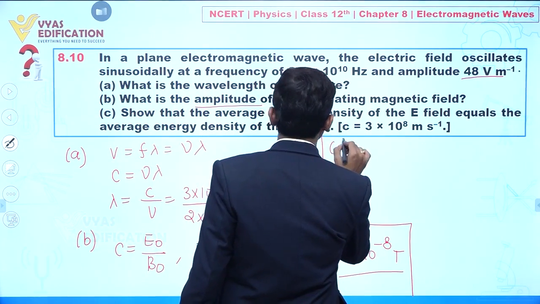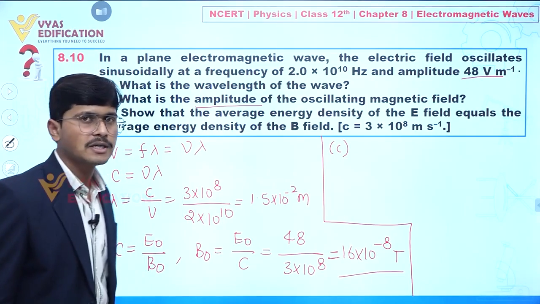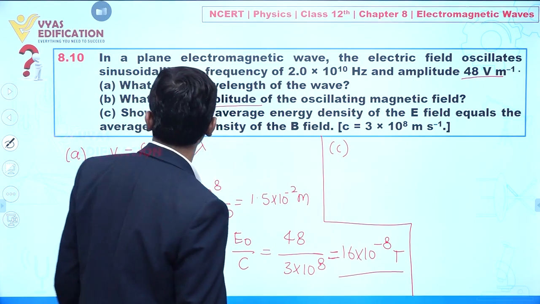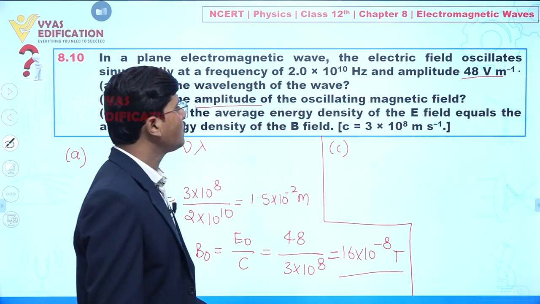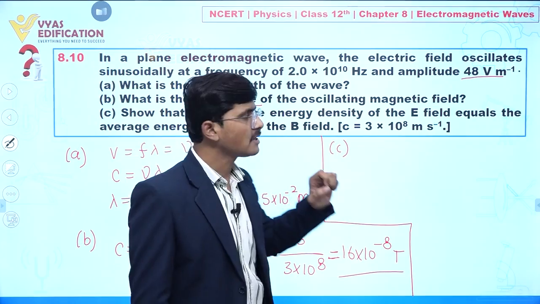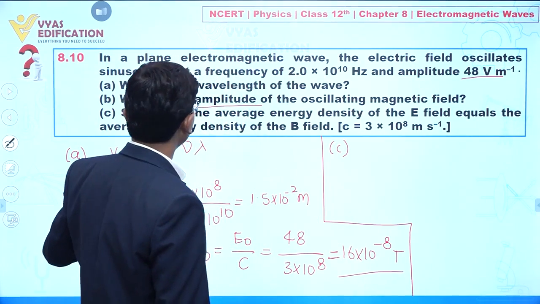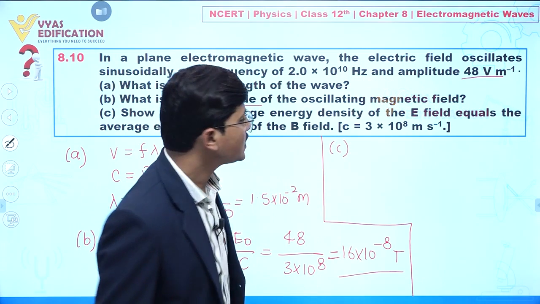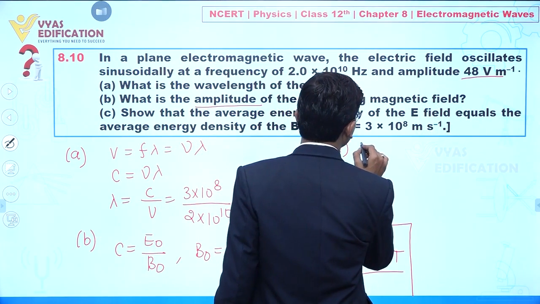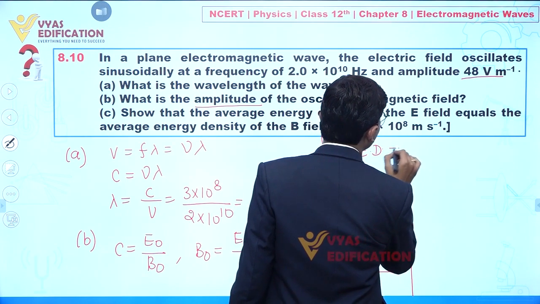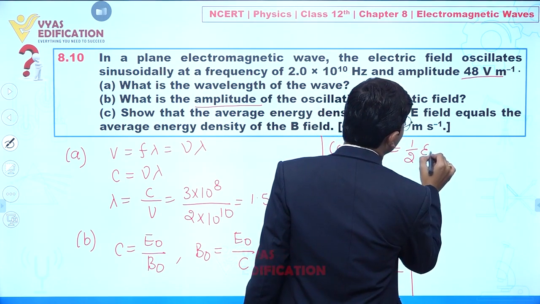Now we can say, if we are talking about part number C, show that the average energy density of electric field equals the average energy density of magnetic field. Clear? So now we can see how we can prove it. If we are talking about average energy density, the energy density of the electric field is given by 1 by 2 epsilon naught into E square.